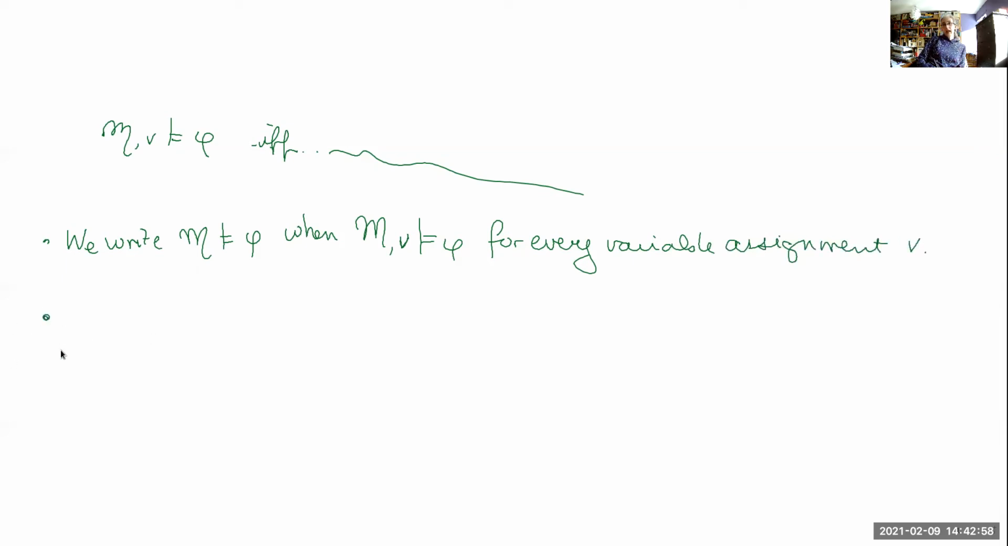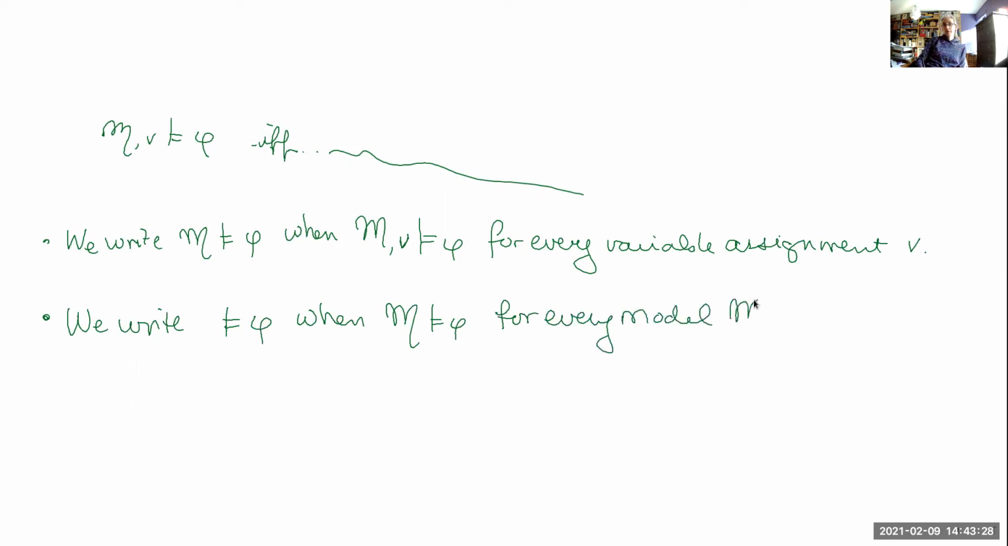Now, we can even have a stronger notion of truth where it doesn't even matter which model you pick, that no matter what model you pick or what variable assignment you pick, you will still always end up with a true formula. So in that case, we'll just drop reference to the model at all. And this is the case when M is a model of phi for every model M.